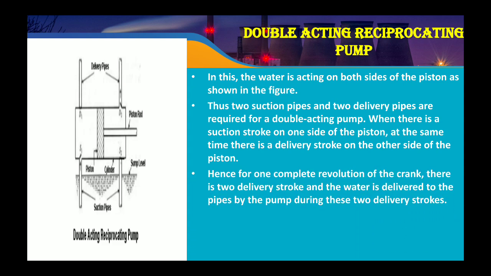Hence, for one complete revolution of the crank, there are two delivery strokes and the water is delivered to the pipes by the pump during the two delivery strokes. So there are two delivery strokes. So this is known as the double acting reciprocating pump.